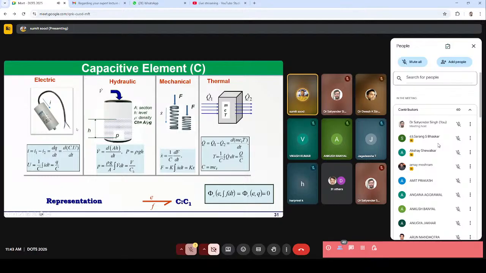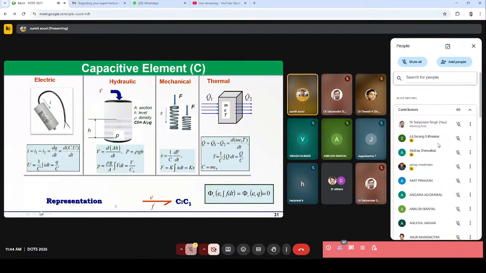Then when we talk about the capacitive element, it could be a capacitor in the case of electrical energy. In the hydraulic domain, it is the capacity of the tank. In mechanical, it could be the spring. In thermal, it could be the thermal capacity or the capacitance of the object to store heat. For example, if the heat Q1 enters the system, some of the heat will be stored and some of the heat will be rejected to the atmosphere. So this is called the capacity or thermal capacity of the system.